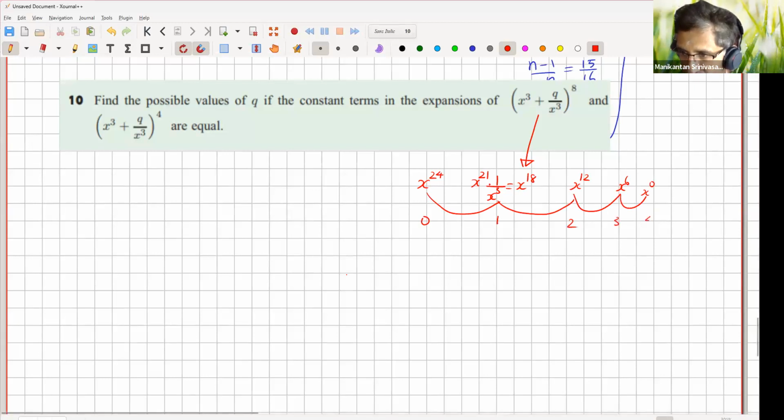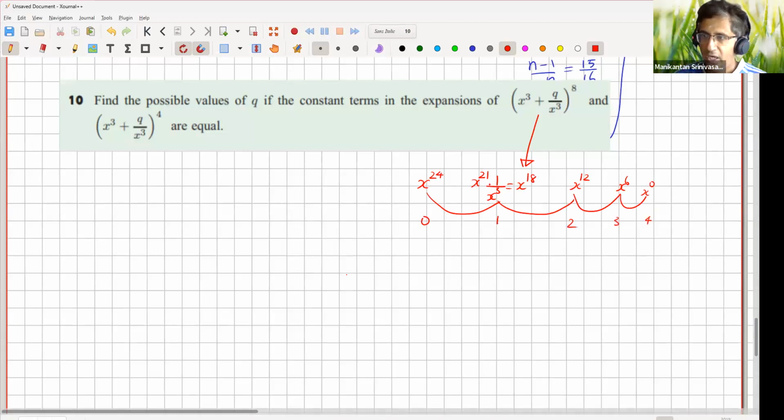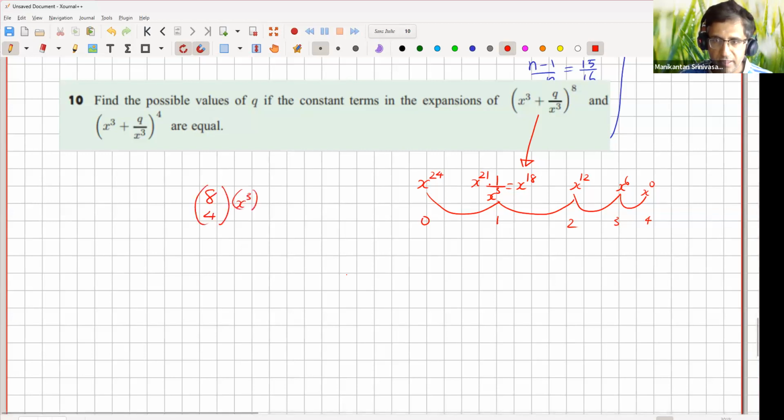3, n choose 4. So we need the, I wouldn't say fourth term, it's the fifth term technically, but if you're counting from 0, it's the fourth term. 0th, first, second, third, fourth. So that term would be 8 choose 4. Okay, x cubed power 4, and then q by x cubed whole power 4. So no surprises, the x cubed power 4 and the x cubed power 4 gets cancelled. So we have 8 choose 4 into q power 4.